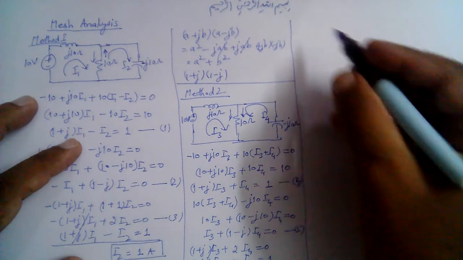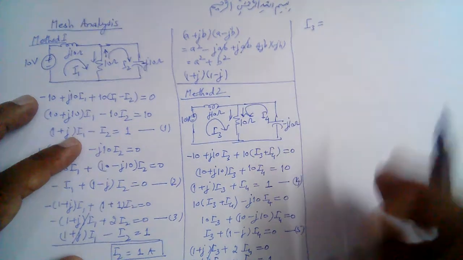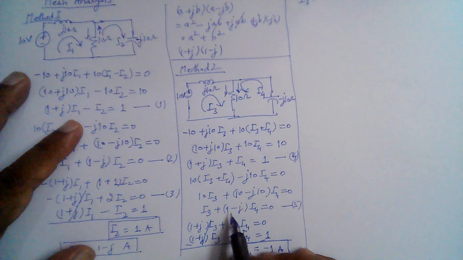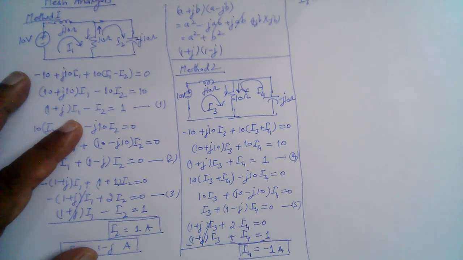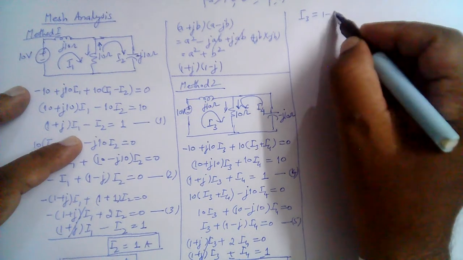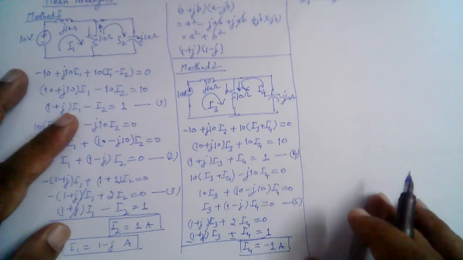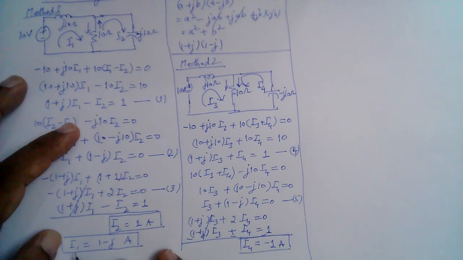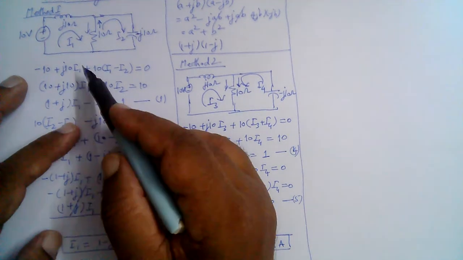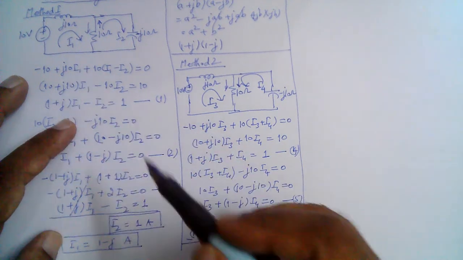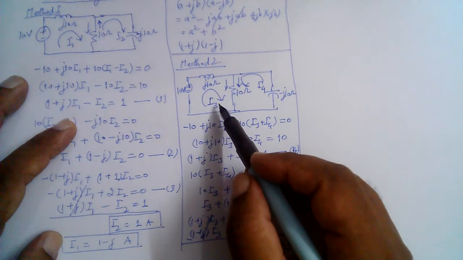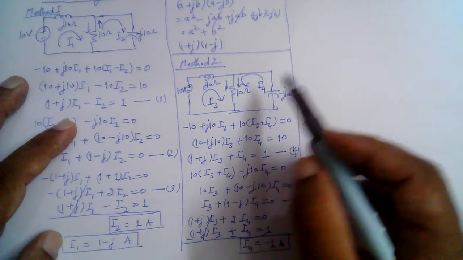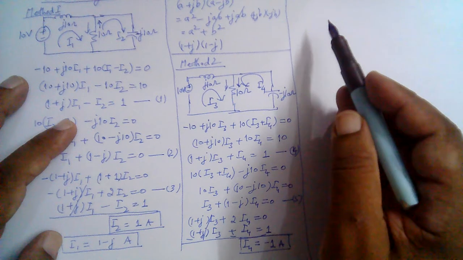So I3 is equal to minus 1 minus j I4. So I4 is minus 1, so I3 is equal to 1 minus j ampere. So this is the same value as that of I1 in this method. Because the direction of I1 is the same as the direction of I3, the magnitude and the sign for both the currents is the same.